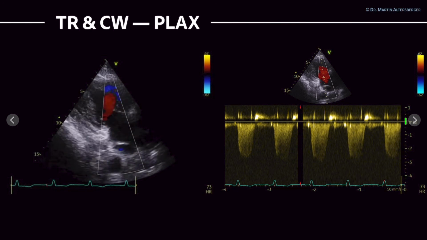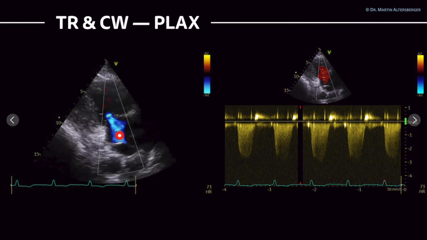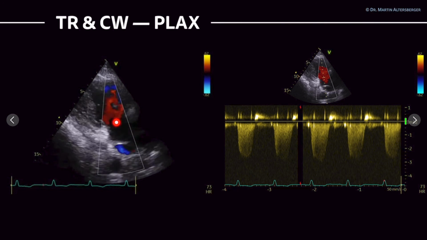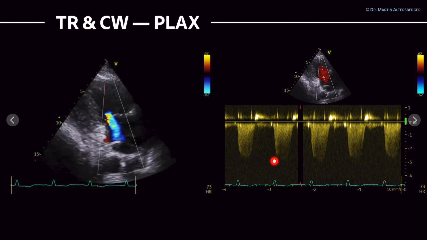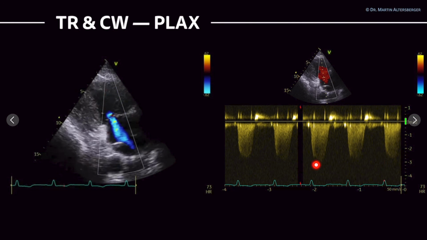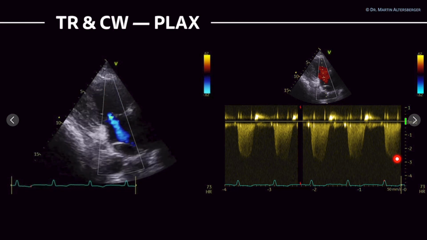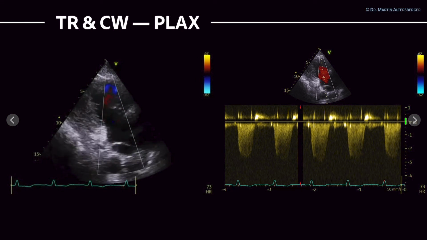Also here, if you look at the alignment of the color Doppler jet with the probably moderate tricuspid regurgitation, you do see that here we get a very nice signal, again reaching approximately 3 meters per second.